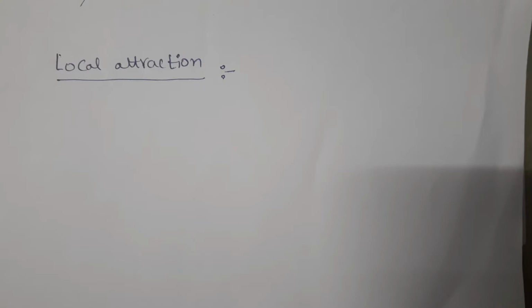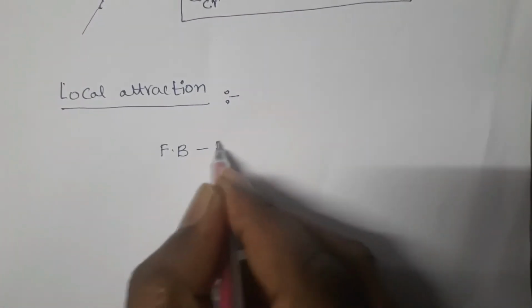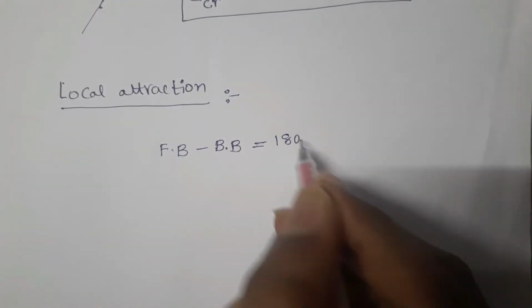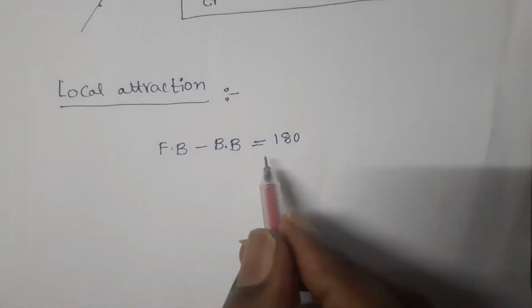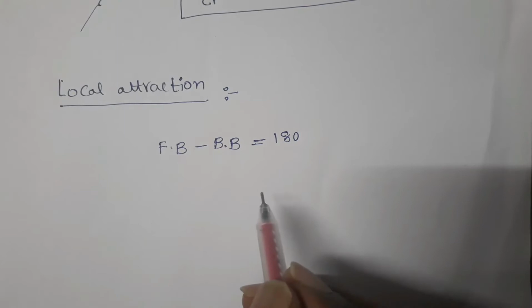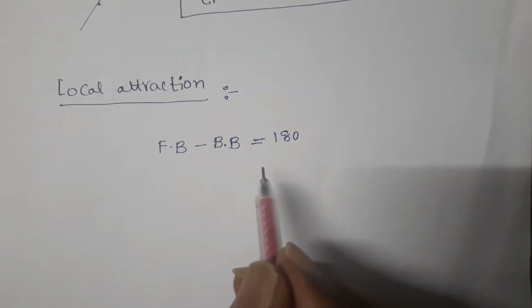To detect local attraction, we have to take the forebearing and back bearing of a line and find the difference between the forebearing and back bearing. If the difference is 180 degrees, it indicates that there is no local attraction at that particular point. If it is not equal to 180 degrees, it is affected by local attraction.